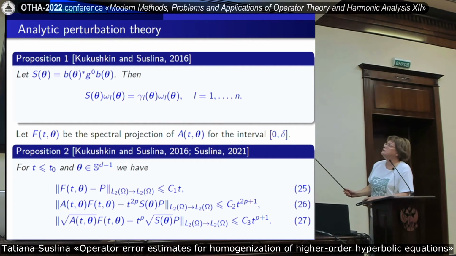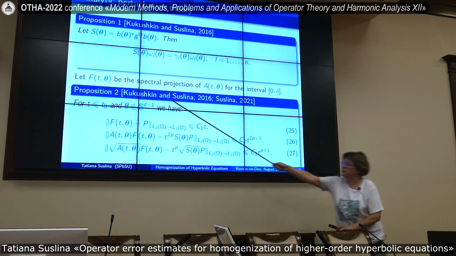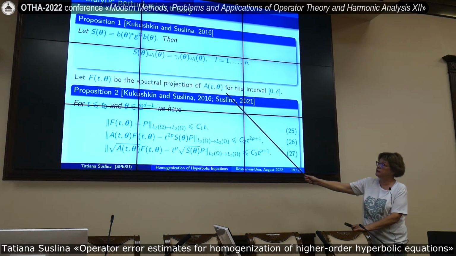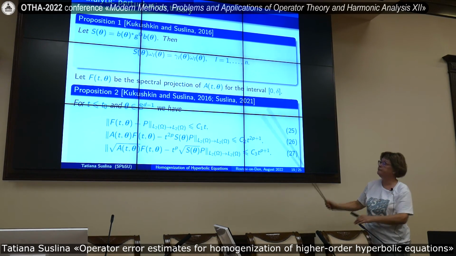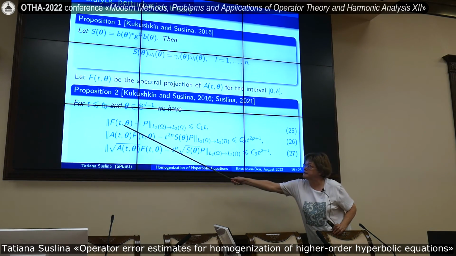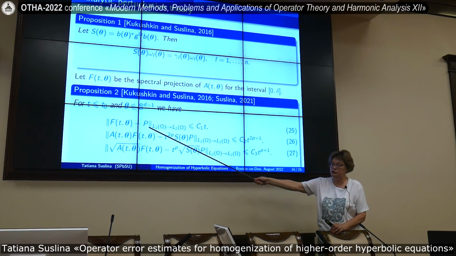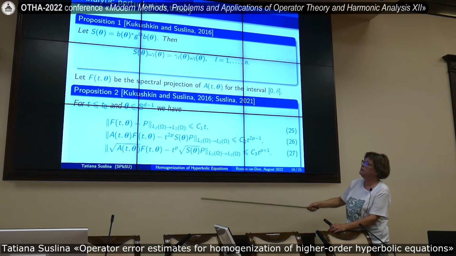Next, we need the so-called threshold approximations. This Proposition 2 was proved in our joint work with Andrei Kukushkin. By F(t, theta), we denote the spectral projection of our operator for this interval, 0 to delta. Then, this projection is approximated by P, the projection onto constants. The error is of order t for small t.